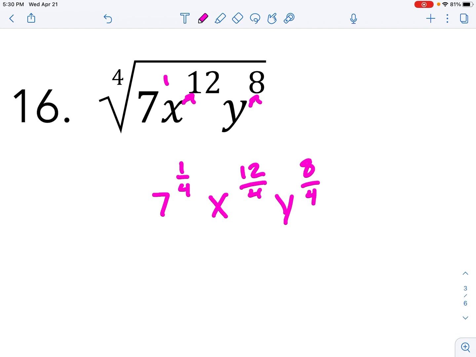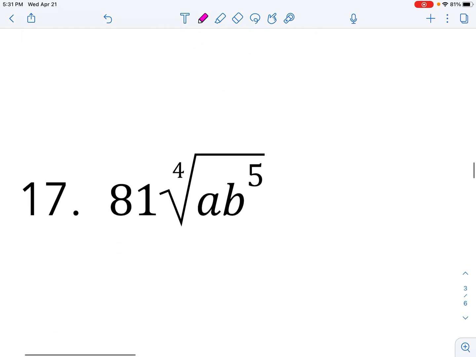And we can simplify a couple of those, so I'm going to do that real quick for you. 7 to the 1/4 power will have to stay. X will now have, well, 12 divided by 4 is 3, so we'll change that to a 3. And then y will have to change that to a 2 because 8 divided by 4 is 2.